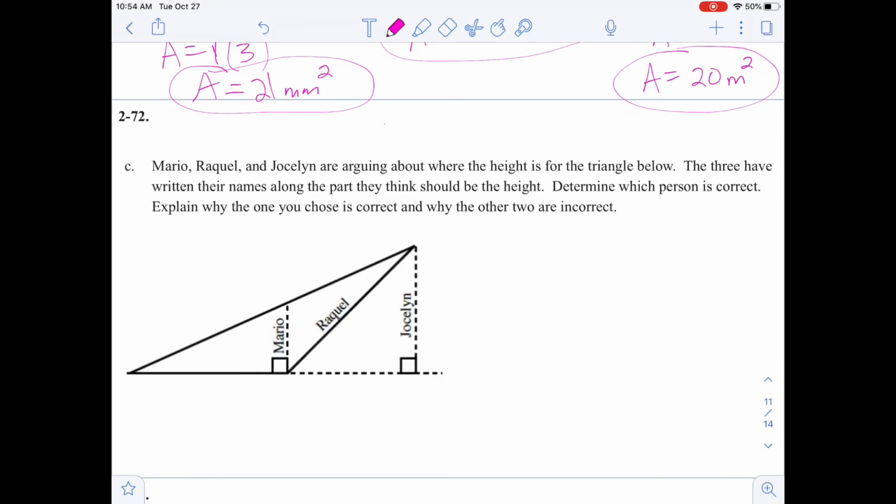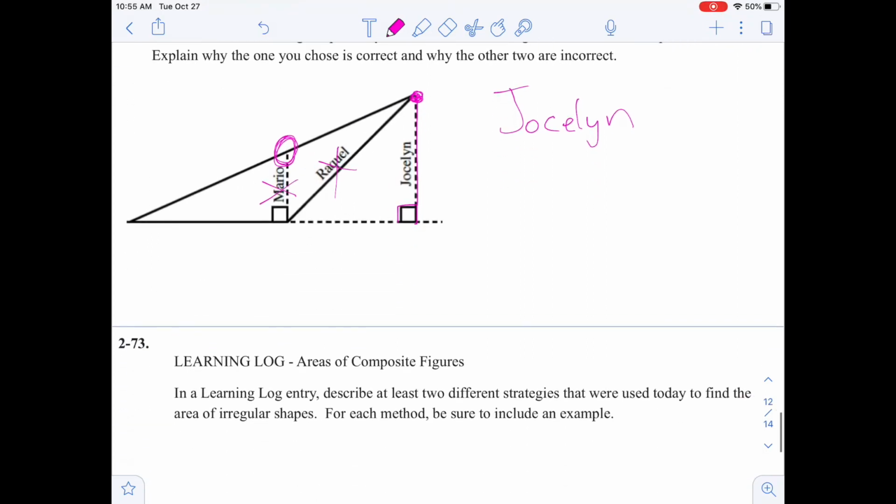All right, so the correct answer is Jocelyn. Jocelyn is correct because hers starts at a vertex and it comes down to the opposite side to make a right angle. Raquel's line does not make a right angle with any side. And Mario's does make a right angle with the side, but his does not start at a vertex. So that's why Mario's is wrong. So Jocelyn determined the correct height for hers.